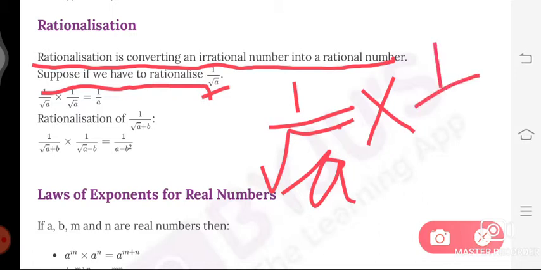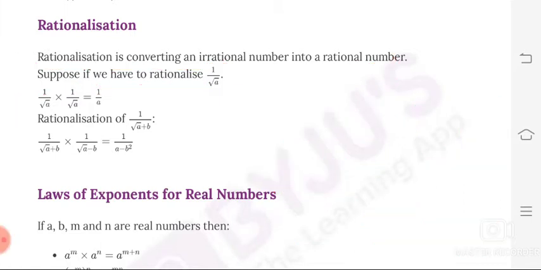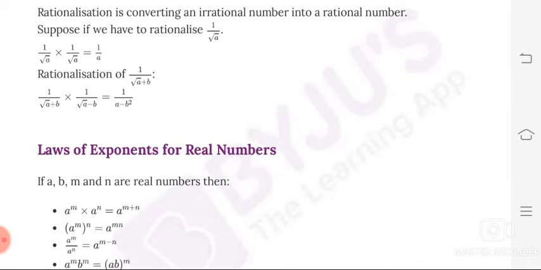Its conjugate is 1 by under root a. So we find, if we multiply this, its answer is 1 by a, because under root a is multiplied by under root a, then under root a square is equal to a.